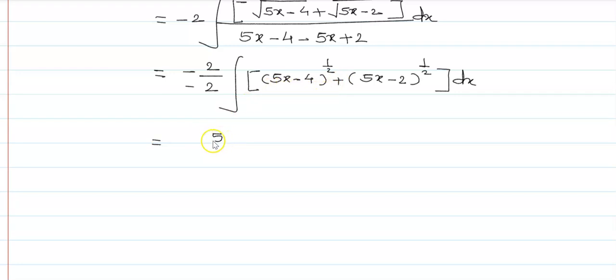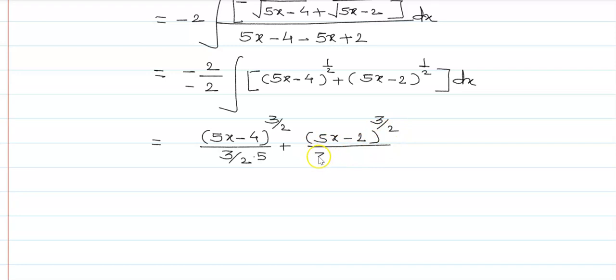Integral of this is 5x minus 4 raised to 1 upon 2 plus 1, means what? Raised to 3 by 2 divided by 3 by 2 into again the coefficient of 5x, which is 5. Next is 5x minus 2, 1 upon 2 plus 1, it is 3 by 2 upon 3 by 2 into 5, plus c. Now the multiplied and reciprocal: 5 into 3 is 15 upon 2. 15 upon 2. Take 2 by 15 as common.